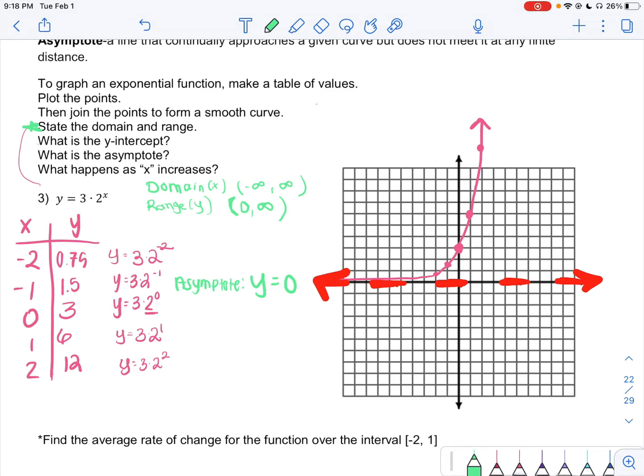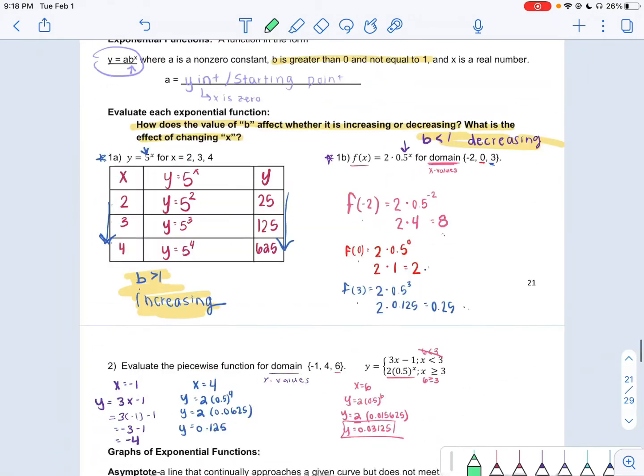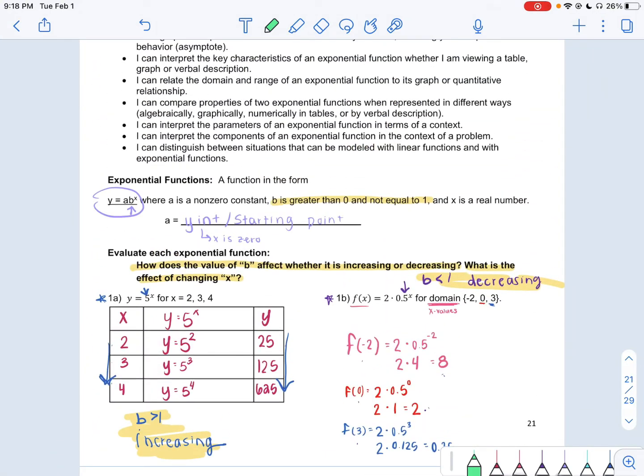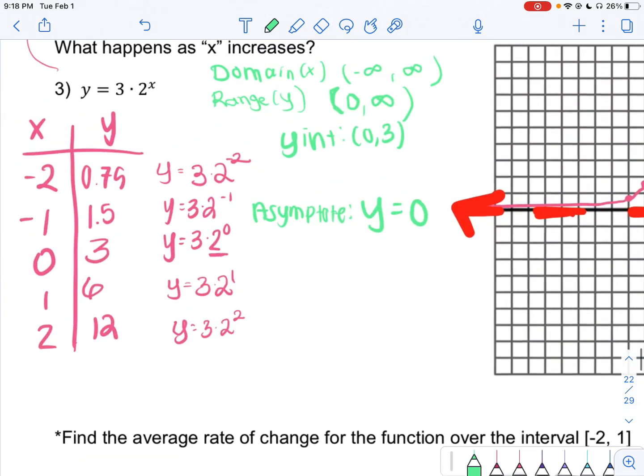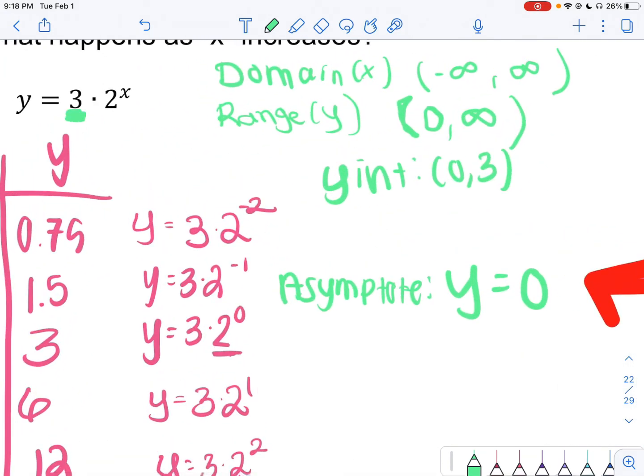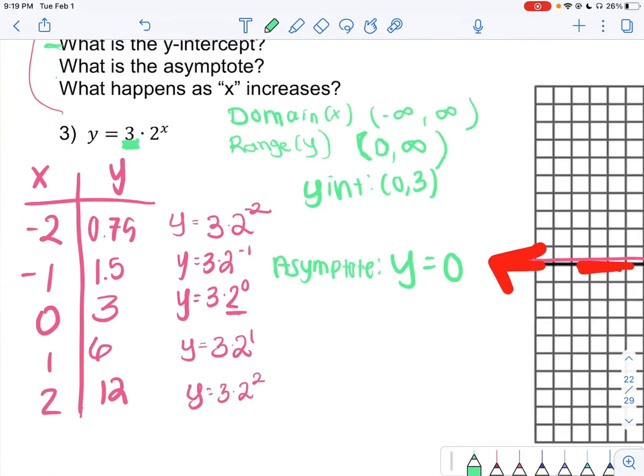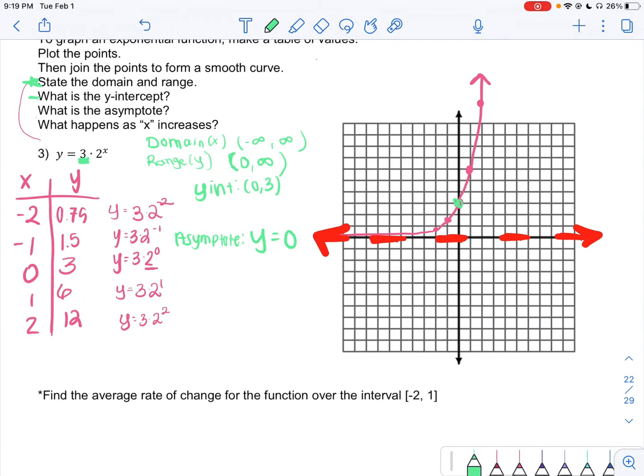We just have the y-intercept. So the y-intercept, hopefully you can see, is right there at (0, 3). Now, if you look back on that first page, notice how we said a is the y-intercept. So we actually get the y-intercept from the number that's not being raised to the x. Okay, and then what happens as x increases? Well, since b is greater than 1, our exponential is increasing.